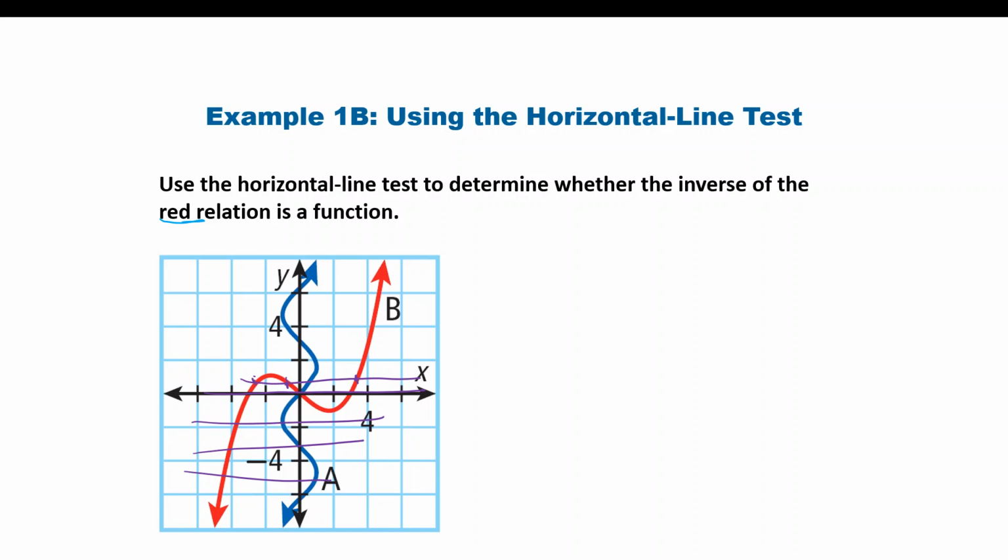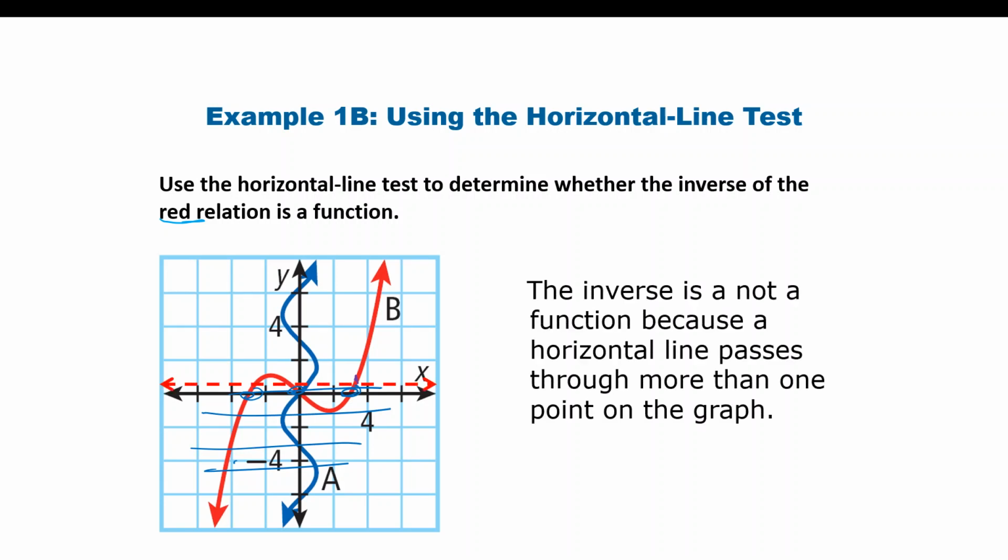Now notice, I'm going to erase this for a second so you can notice. Notice that the red graph actually does pass the vertical test. When I do a vertical test, we see that it's a function, but because it doesn't pass this horizontal test, it tells us that the inverse will not be a function, all right? So the inverse is not a function because the horizontal line passes through more than one point on the graph.